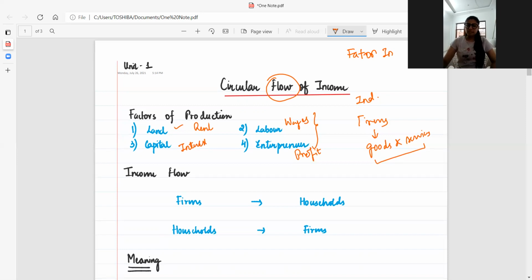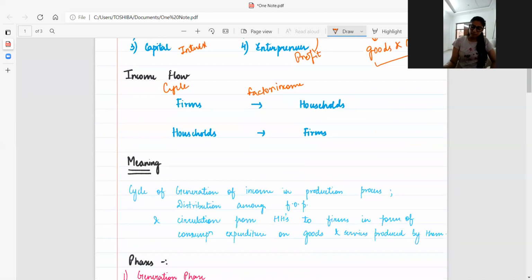So this is the flow of income. Basically, income flow is a cycle wherein firms are paying factor income to households, and households in turn are paying back to firms in the form of consumption expenditure. I'll explain the meaning of this circular flow of income. I use three terms here, and I am underlining these three terms.